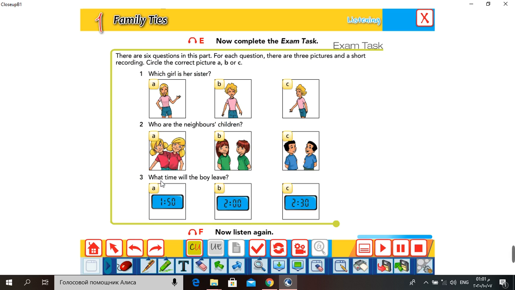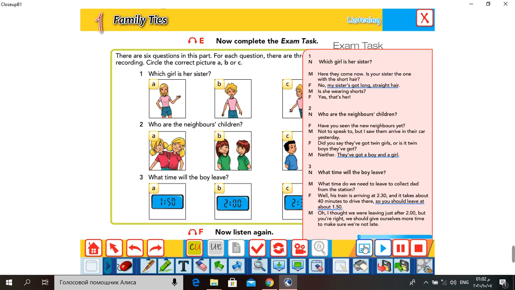In number 3, what time will the boy leave? Here we have 3 different timings. Of course, they are all about time. This is the similar part, but the timing or the clock is different. Here it's 1:50, here it's 2 o'clock, and here it's 2:30. Now I'll play the recording, you listen and mark the options.